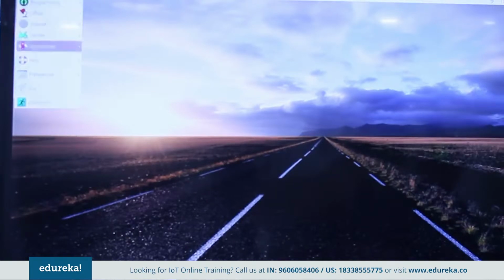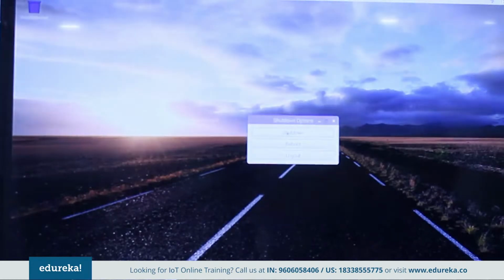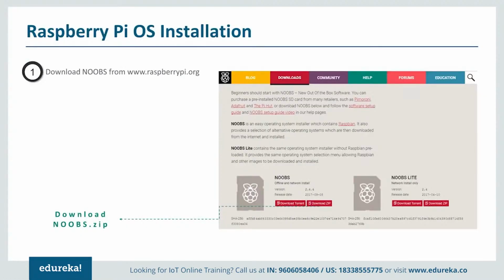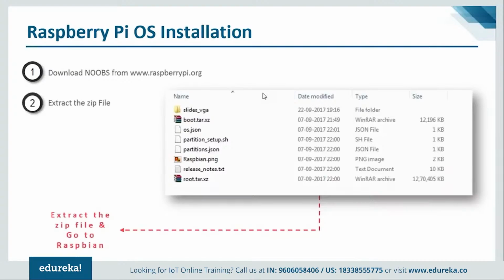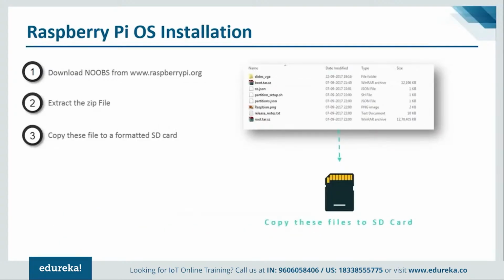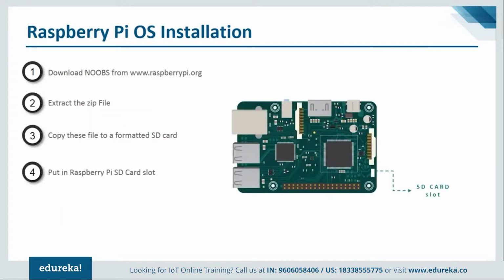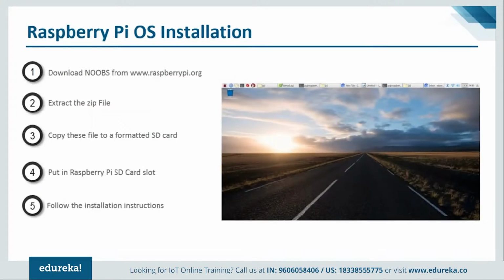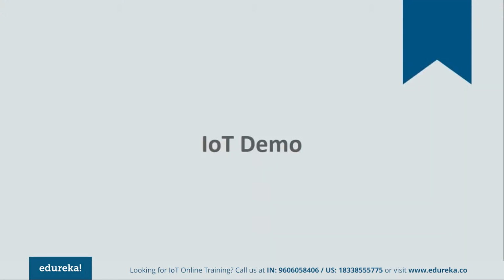Let me go back to my slide and summarize the installation process again. We started by downloading the NOOBS folder, then extracted the folder and copied it into the SD card. Make sure the SD card is empty as well. Once you're done with this, insert it into the SD card slot and we have completed the installation process.